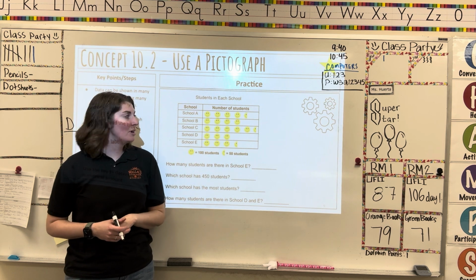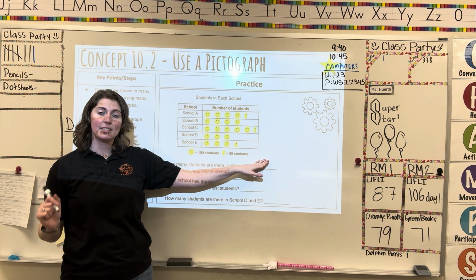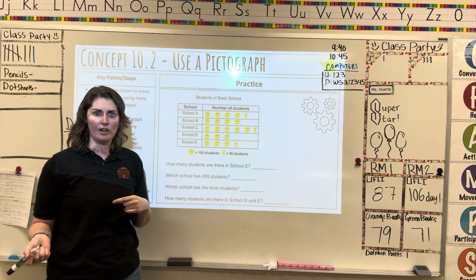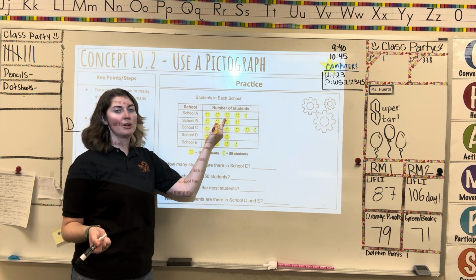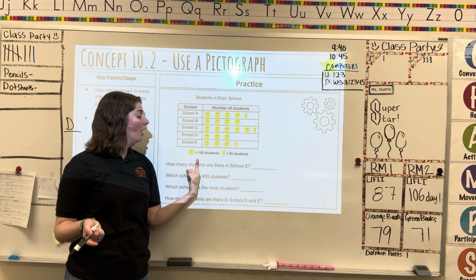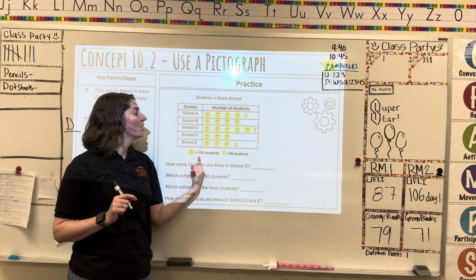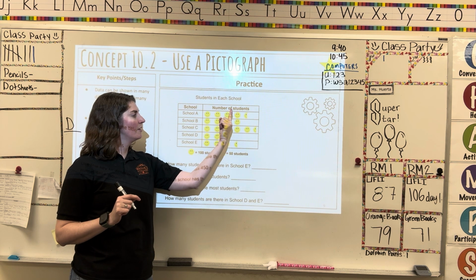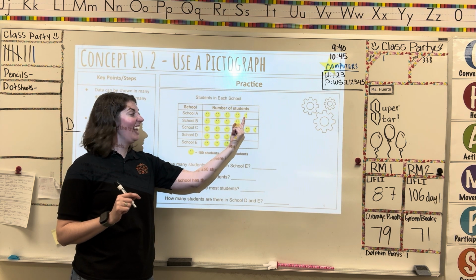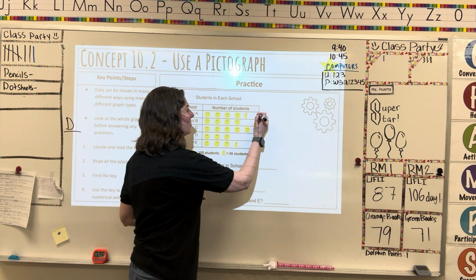So when I'm using my chart, I'm gonna be writing out the totals for us to see, just so it's faster for us to solve these questions. So school A and number of students. I'm gonna count by hundreds until I get to half of a smiley face. So I have 100, 200, 300, 400, and 50. So 450.